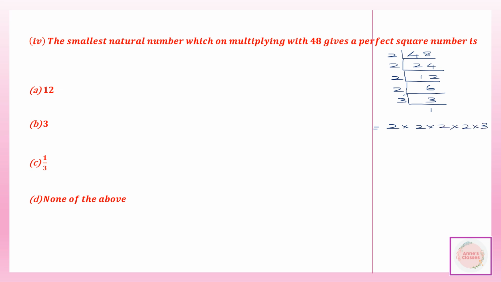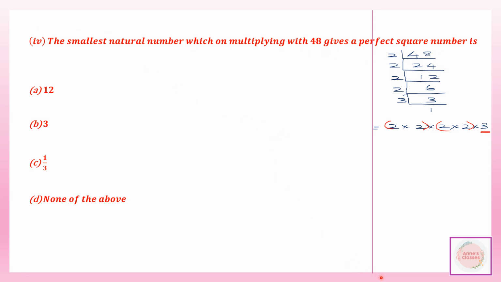Now let's pair them up, okay, with the same numbers. So 2 we have pairs. Here also we have a pair. Now can you see 3 is a number which doesn't have a pair. 3 doesn't have another number that can make it a pair, isn't it? That means the number that is left out is the smallest natural number, which on multiplying with 48 gives a perfect square number. Let's see that.